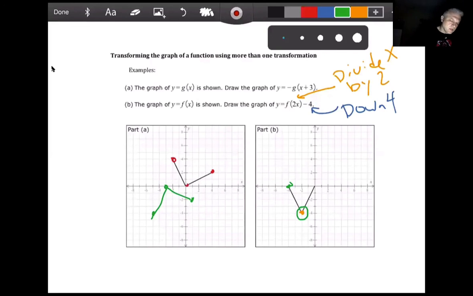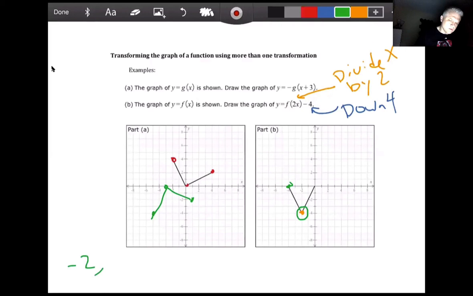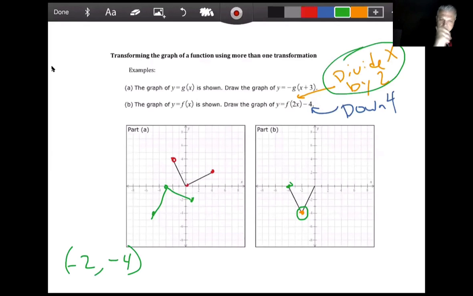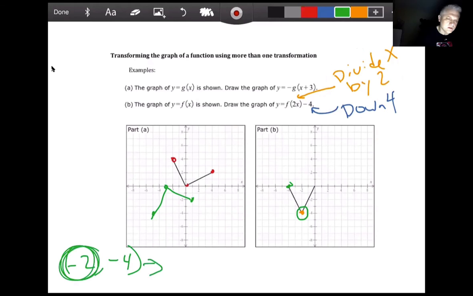So -2, -4 is going to be our second key point, or key coordinate pair, that we want to use. Let's look at, in order, in the parentheses, we're going to divide x by 2 first. If we divide this x coordinate by 2, we get -1, -4.